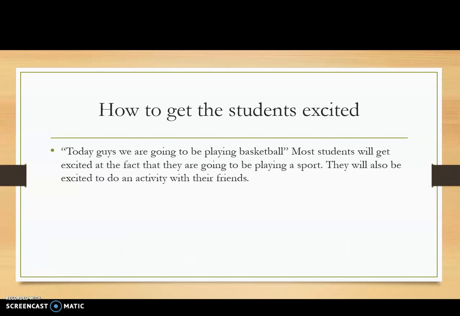In order to get students excited for this lesson, I will say a quote close to what is written. Today, guys, we are going to be playing basketball. I think this quote, if I were to state this to a group of students, would get them excited, at least most of the students, because it's a sport. And they will also be able to play with their friends, do an activity involving groups, partners in this case, and it will involve possibly working with their friend, if not working with someone that they might want to get to know.